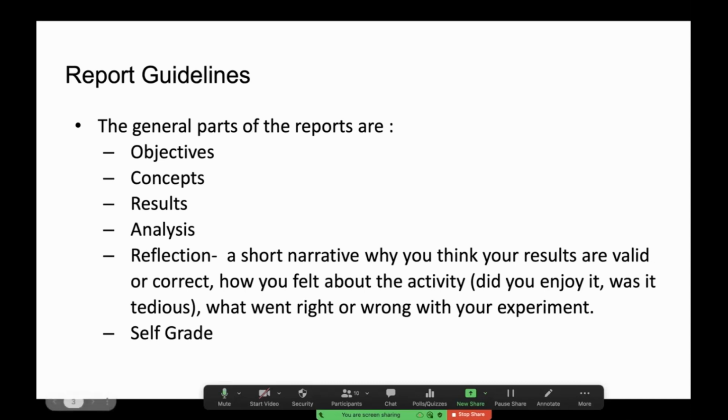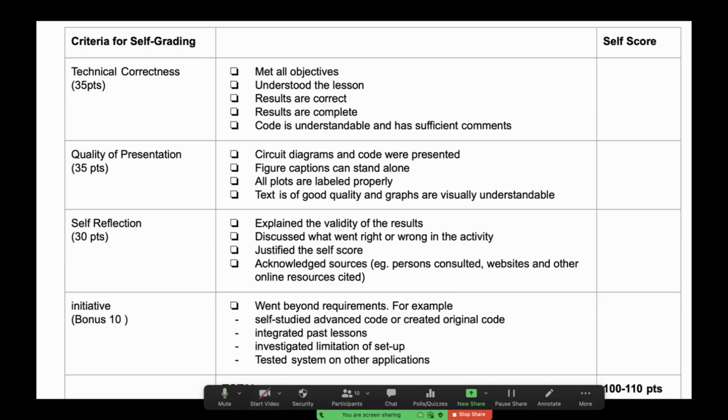Then you will self-grade. This is not your final grade, but this is your self-assessment. I think we've done this before, so you know what this is, you know, how much you think you deserve based on the report that you made. The self-grade has a rubric, so you could be more objective about grading yourself. And this is how it's divided.